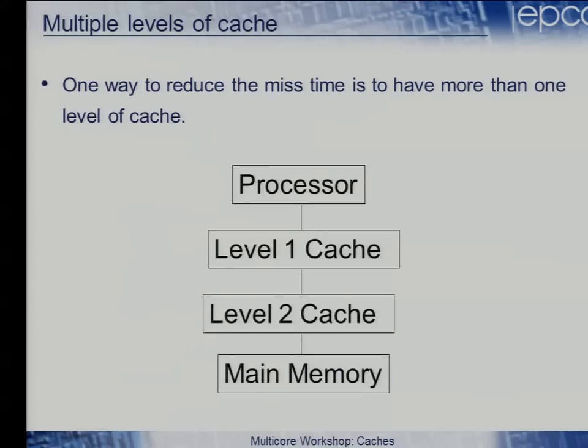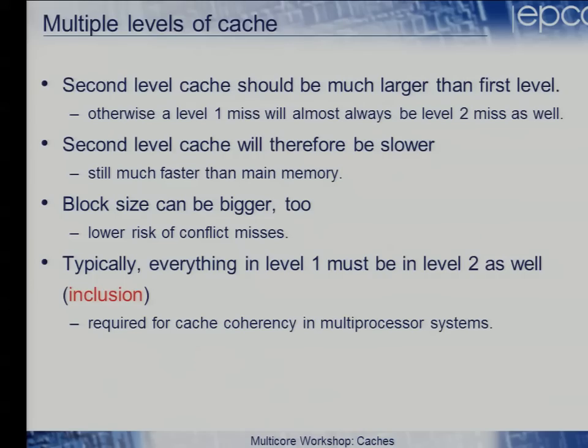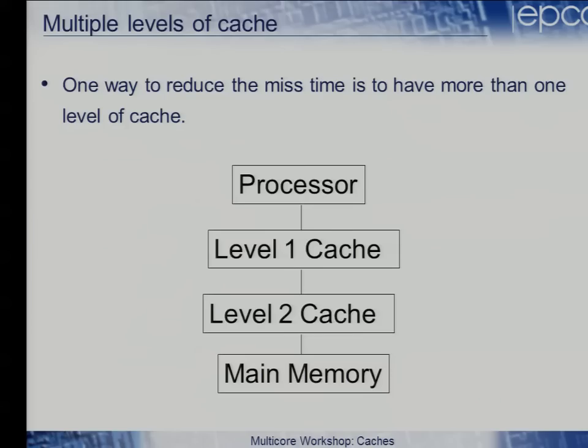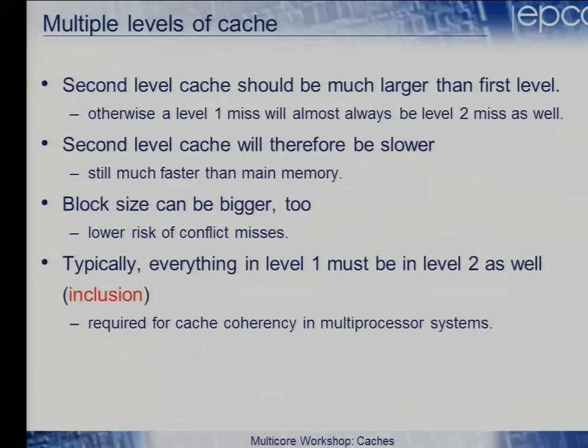So in reality, we have multiple levels of cache. We don't have just a processor and cache. We have level one, level two, and all the way down to main memory. Obviously, you want them to get bigger as you go down. Otherwise, there's no point. If you want something in level one, you want it likely to be in level two, so it's quicker. These need to get bigger as you go down for it to make sense. The second level cache should be much larger than the first. Otherwise, if you miss in level one, you'll miss in level two. Second level cache is slower, but hopefully faster than main memory.